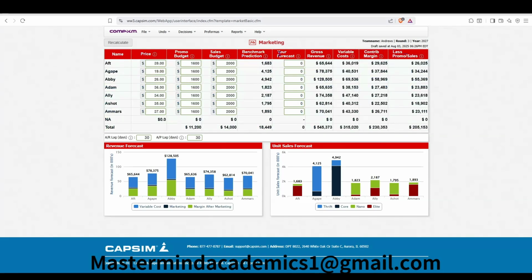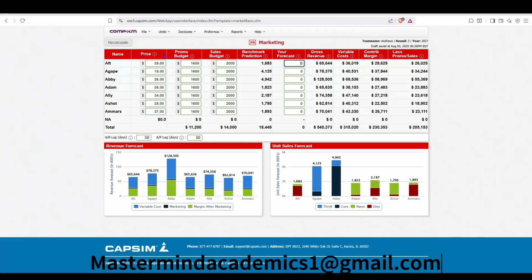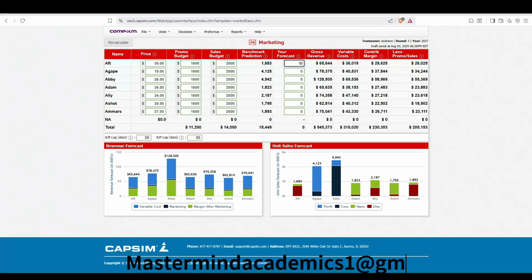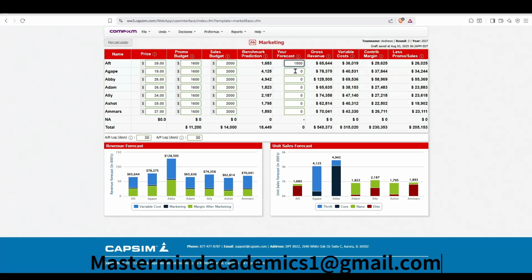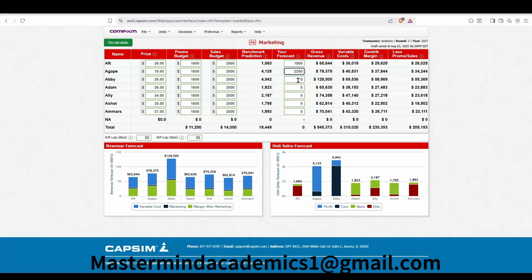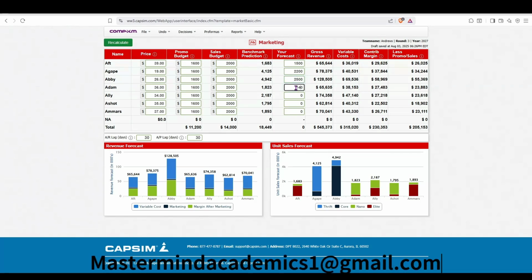Next is the forecast part. Under the forecast, still after going through the report, I decided to come up with these decisions. So for the Aft, I gave it 1,500. We want to sell 1,500. Agep, we can sell 2,200. For the next, Abi, we can sell 2,500. For Adam, we can sell 1,400.